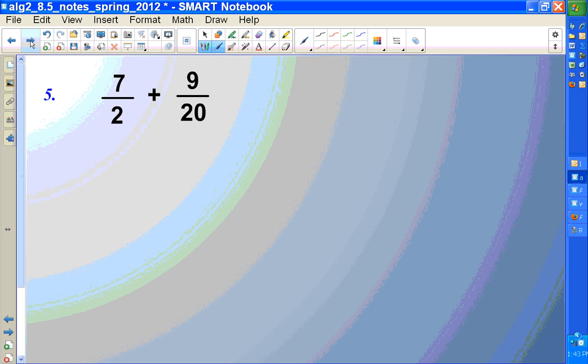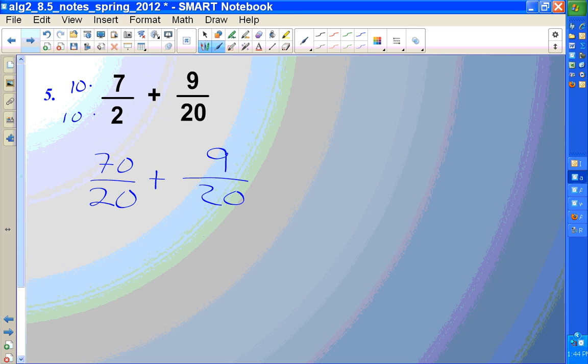Back to 6th grade, 7th grade, right? We need common denominators. What's the common denominator? 20. So we want two fractions being added together, both with common denominators of 20. If a fraction's not already at 20, this one's already at 20, so we'll go 9 here. This one's not a 20. So you're going to multiply the denominator by what to get to 20? 10. So we're going to do 10 times the 2. If you do it on the bottom, do it to the top, and you're going to get 70.